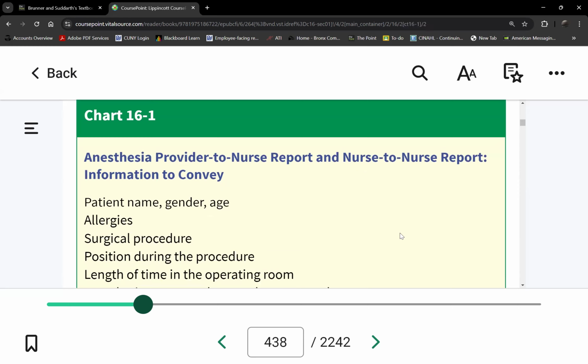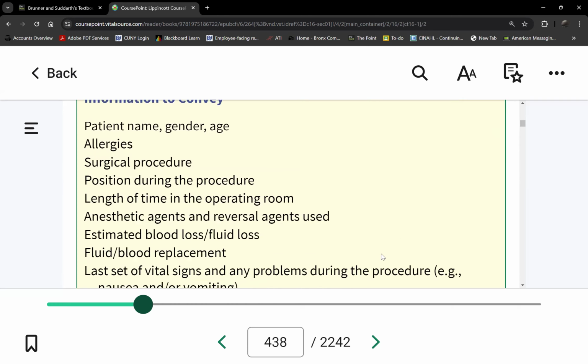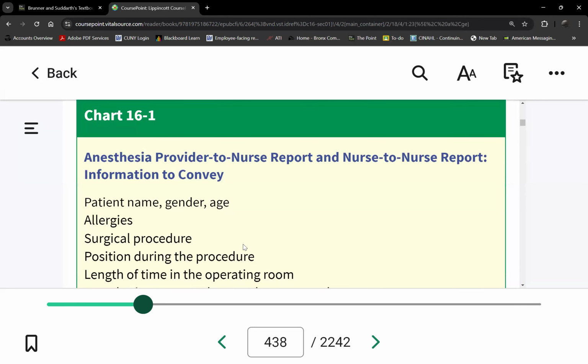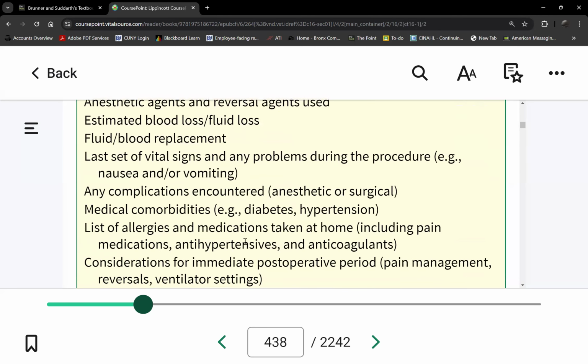Right, so the anesthesiologist or the nurse anesthetist will speak with the PACU nurse. The doctor will give the following reports. Okay, I won't read it for you. So it's a long list. Okay, so it'll be a checklist.